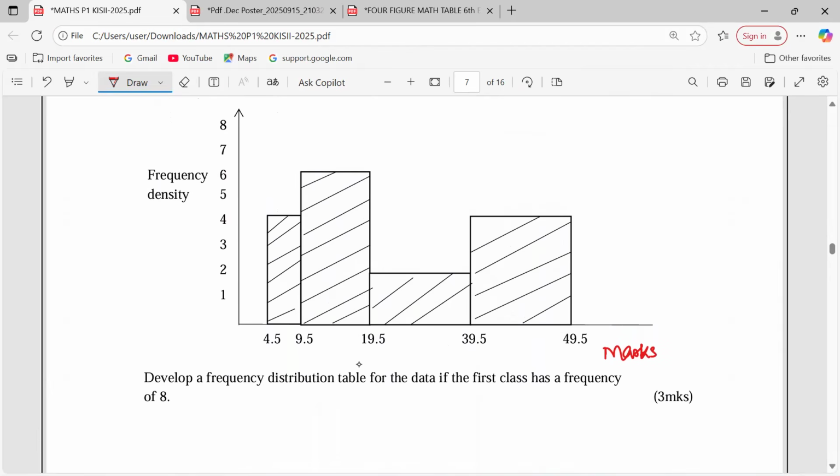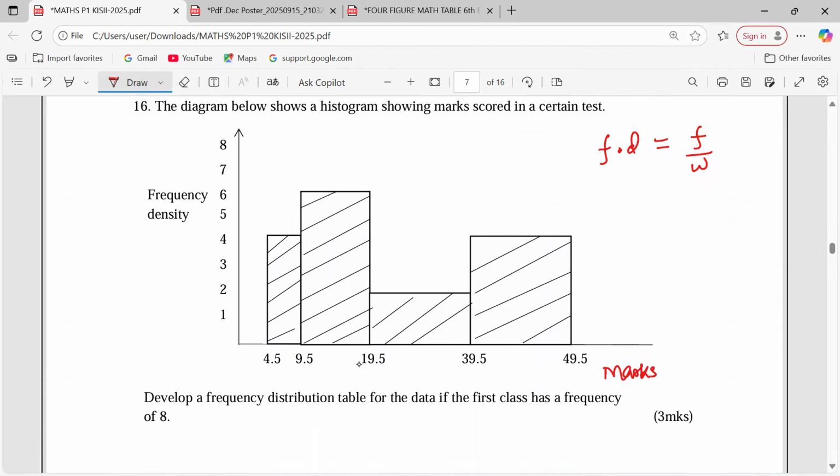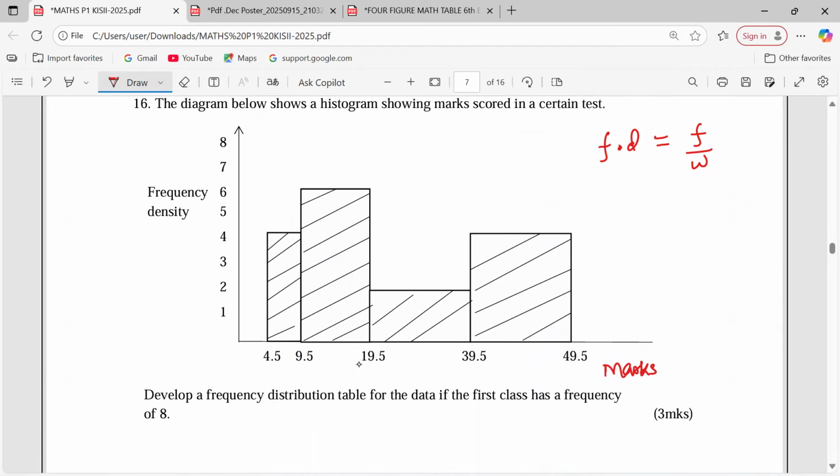Remember, we have the frequency density here, which is given by frequency out of class width. Therefore, we have a class width which can already be established according to the limits which have been plotted. So from 9.5 all the way back to 4.5, we have a class width of 5, right? Therefore, the frequency of 8 in the first class is given by a width of 5 times a frequency density of 4.